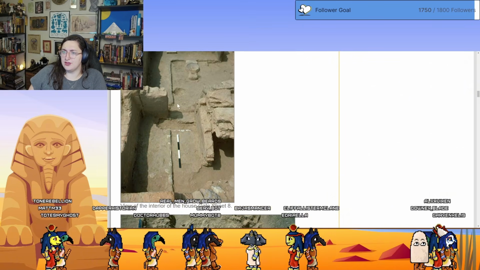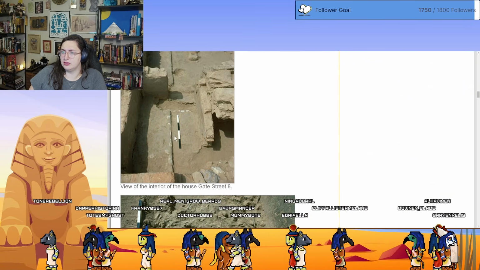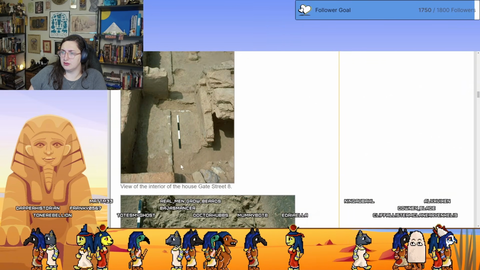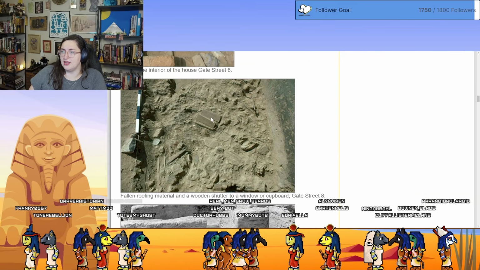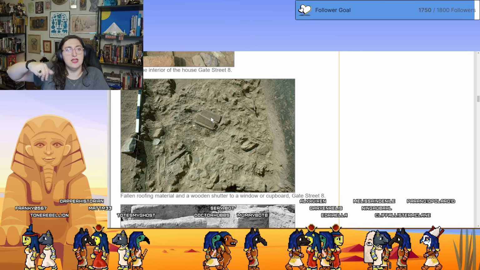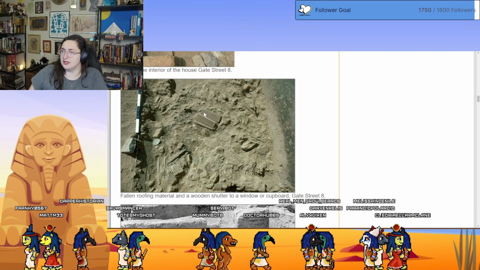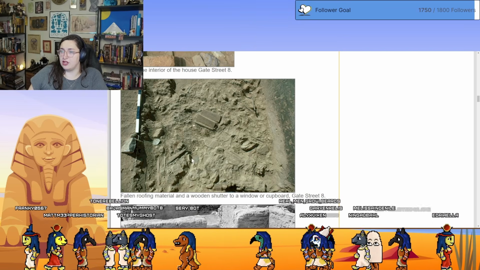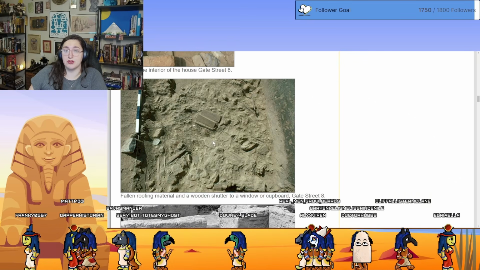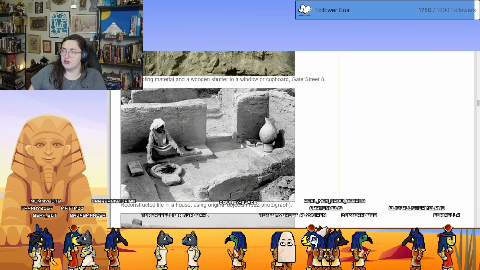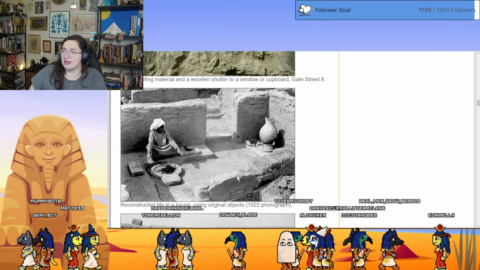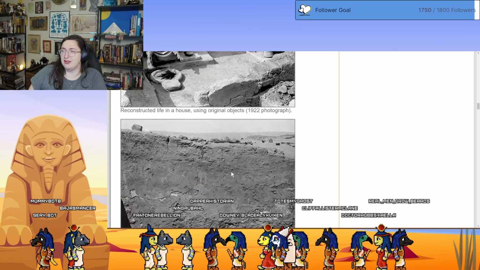Yeah, so there's a scale. But this is so cool. So you can actually see that the roof had caved in essentially at one point when it was abandoned. And there's actually pieces of wood that have been preserved. So here's a guy. This is reconstructed life in a house. So it's relatively small. But again, they're working a lot.